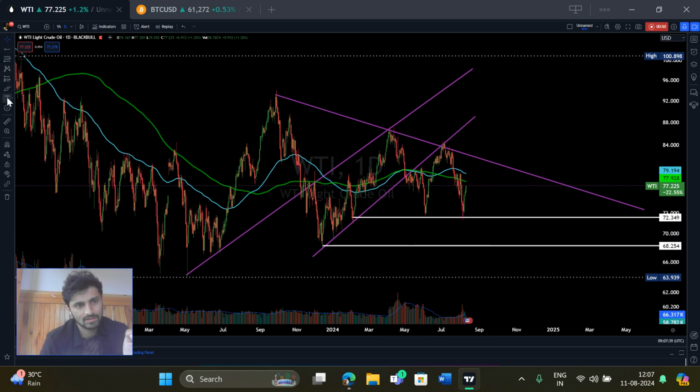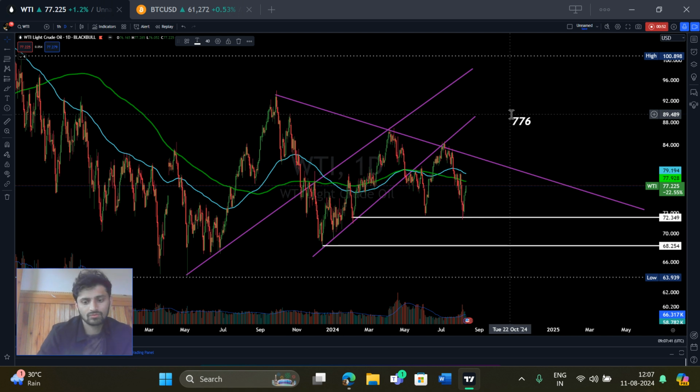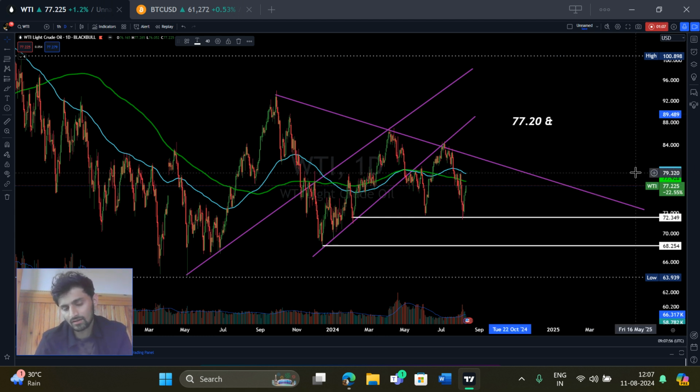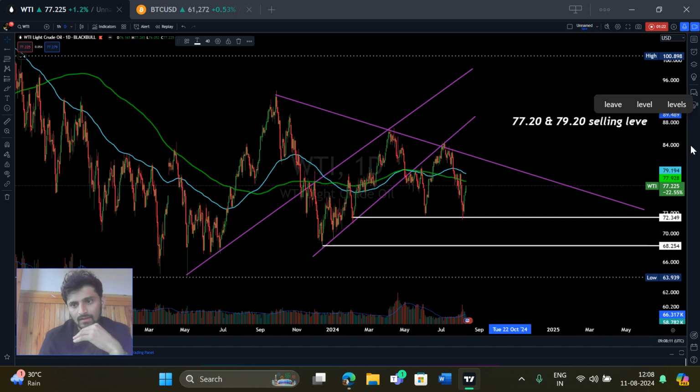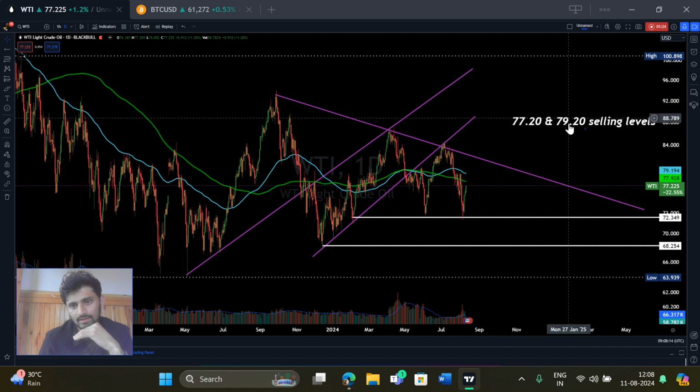77.22 is the rejection level. 72.22, the 20 level, and the other one, 79.20. This is the selling level. So we can sell from here, exactly 77.